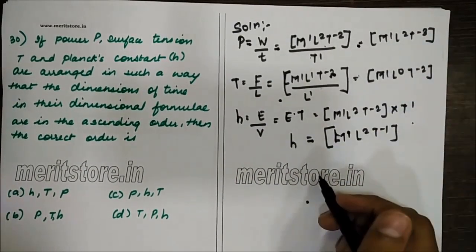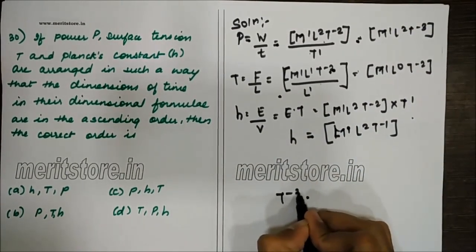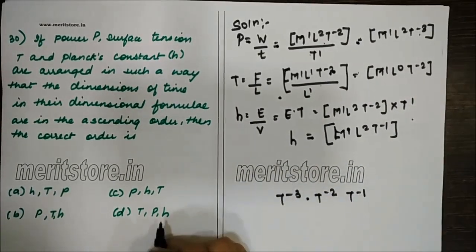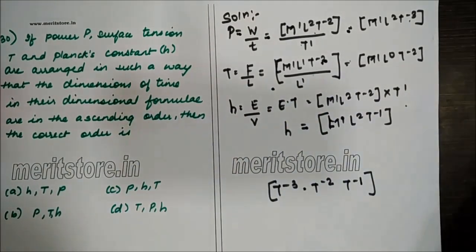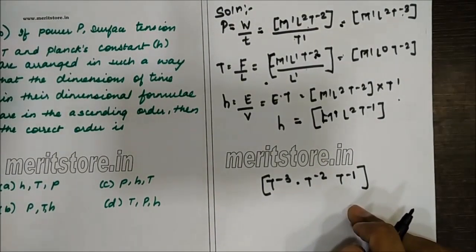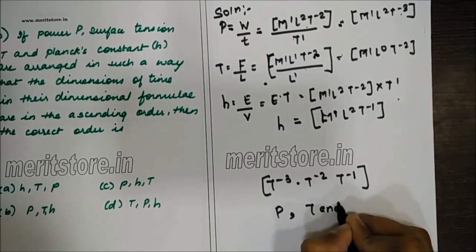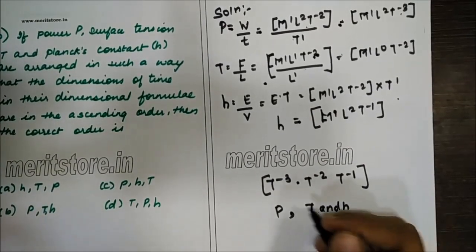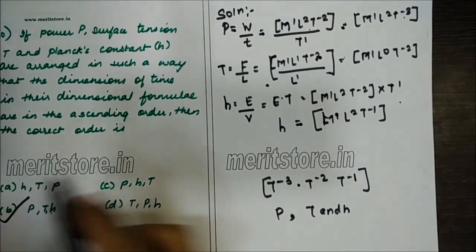Now in all the three we are taking the time and arranging in the ascending order. That means t raised to minus 3 we have here, t raised to minus 2 we have here, and then t raised to minus 1. So if we arrange in this way, it is increasing, in the ascending order: t raised to minus 3, minus 2, minus 1. Hence the order should be P, T and H. So P, T and H, B will be the correct option.